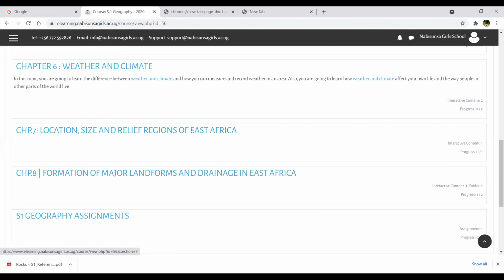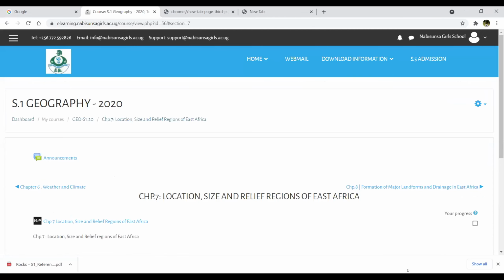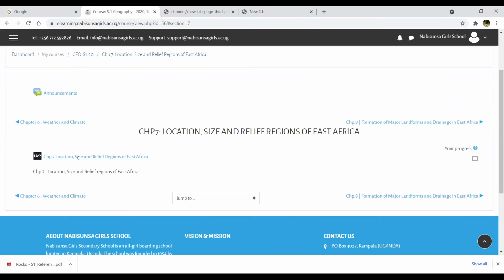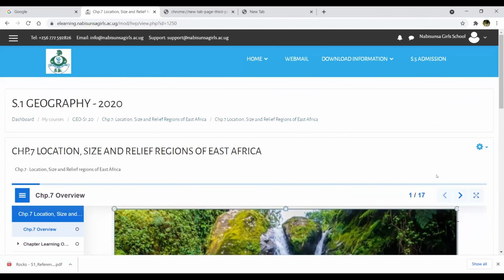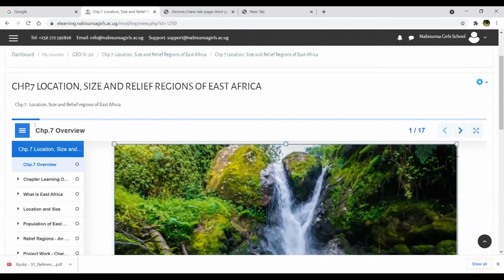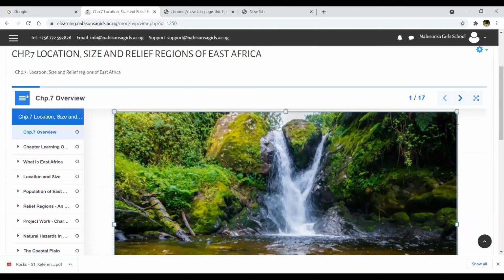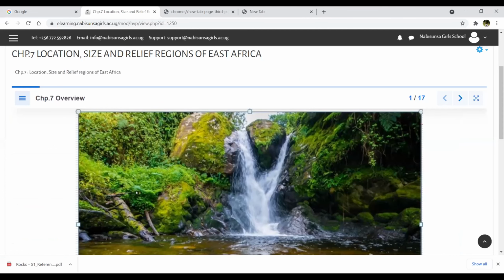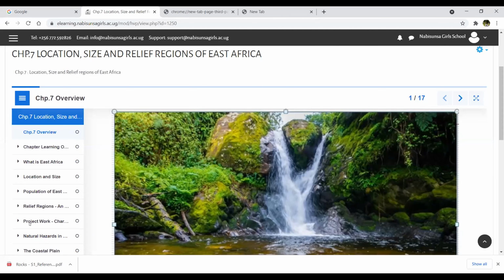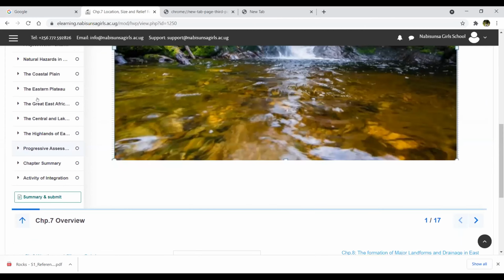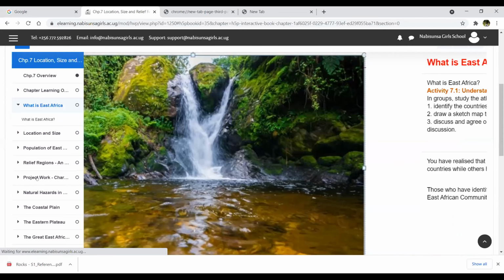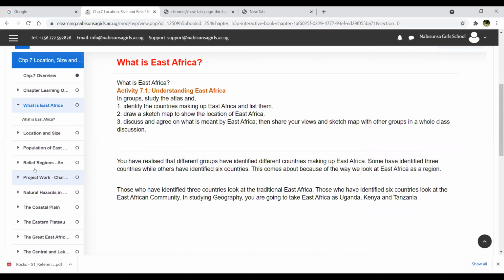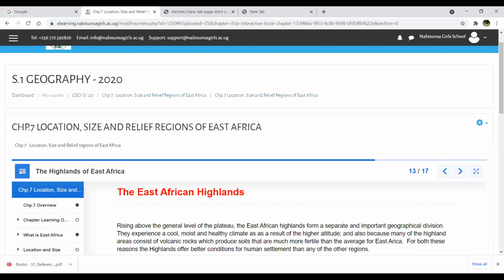So I go to chapter 7, I click it. When I click chapter 7, it has opened. Now it shows chapter 7, location, size, and relief regions of East Africa. I click it. And then it opens. When it opens, I need you to pay attention to the following. There is a thing here on the left-hand side, this particular one. These 4 lines. If I click them, they hide the navigation. If I click them again, they show the navigation. Now, the navigation is on this side, so I can click a unit and it opens. Now I go to the next one, it can open. I go to the next one, it can open the material. If I want to hide the navigation, I click here.